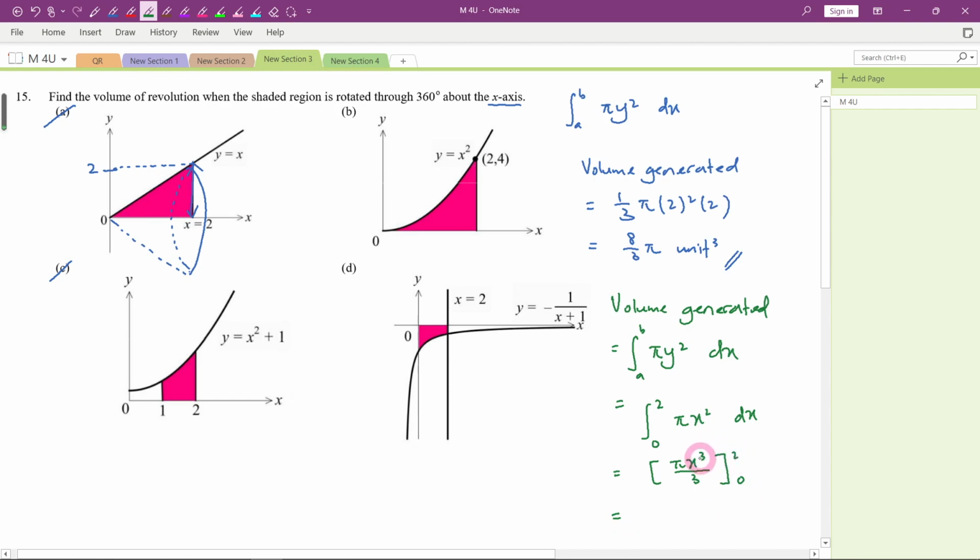Substitute the upper limit first. 2 power 3 over 3 minus substitute the lower limit. This will give you 8 over 3 pi. This will give us 0 pi. 0 pi, you don't have to write 0 pi, just write 0. Okay, so the final answer will be 8 over 3 pi cubic unit.